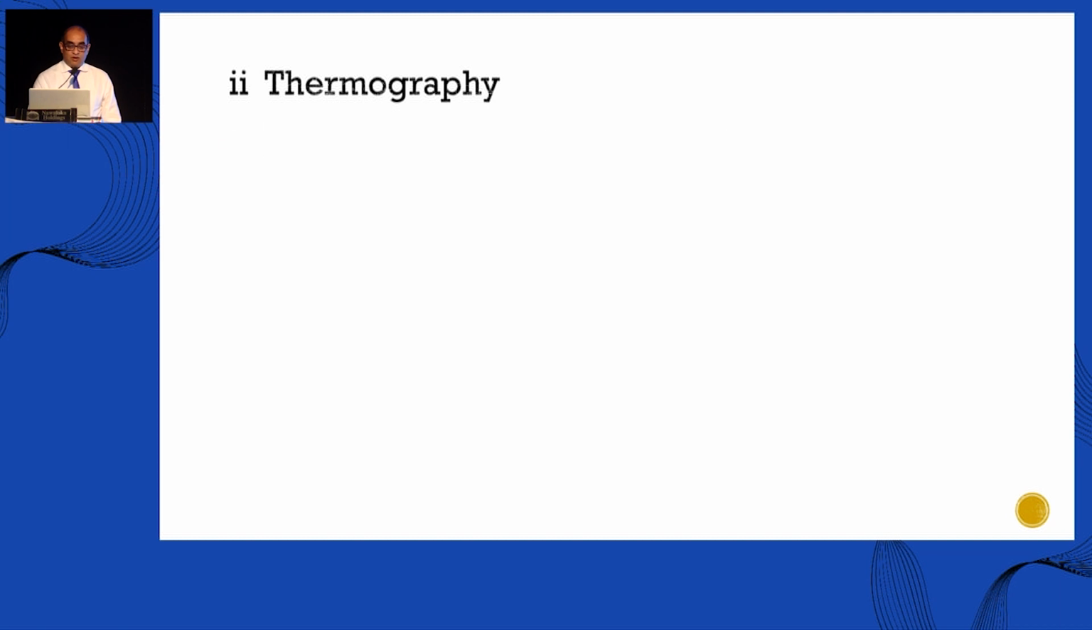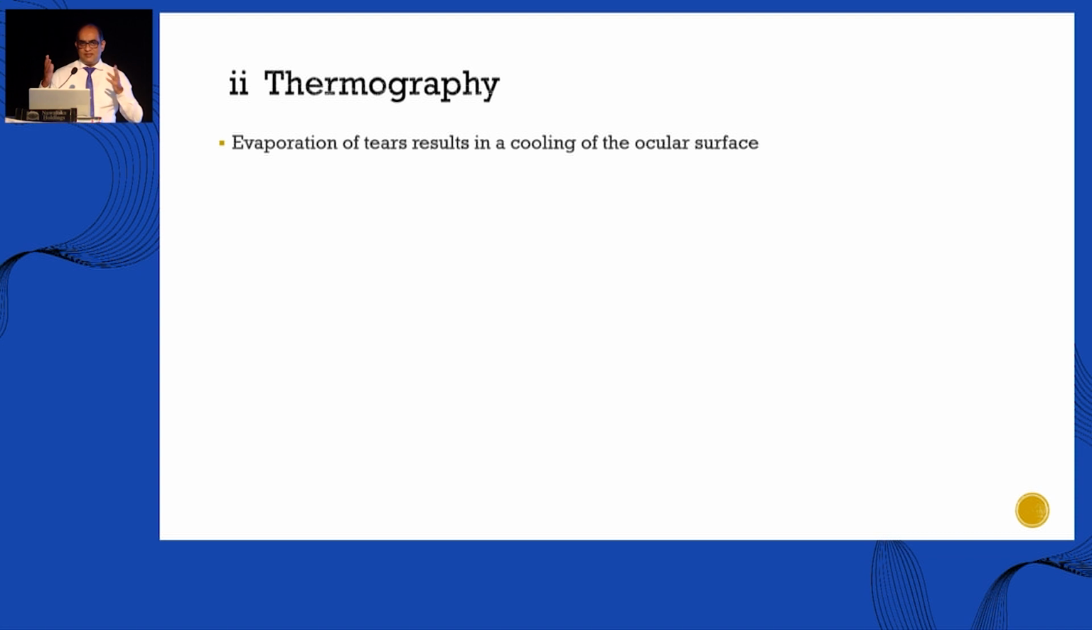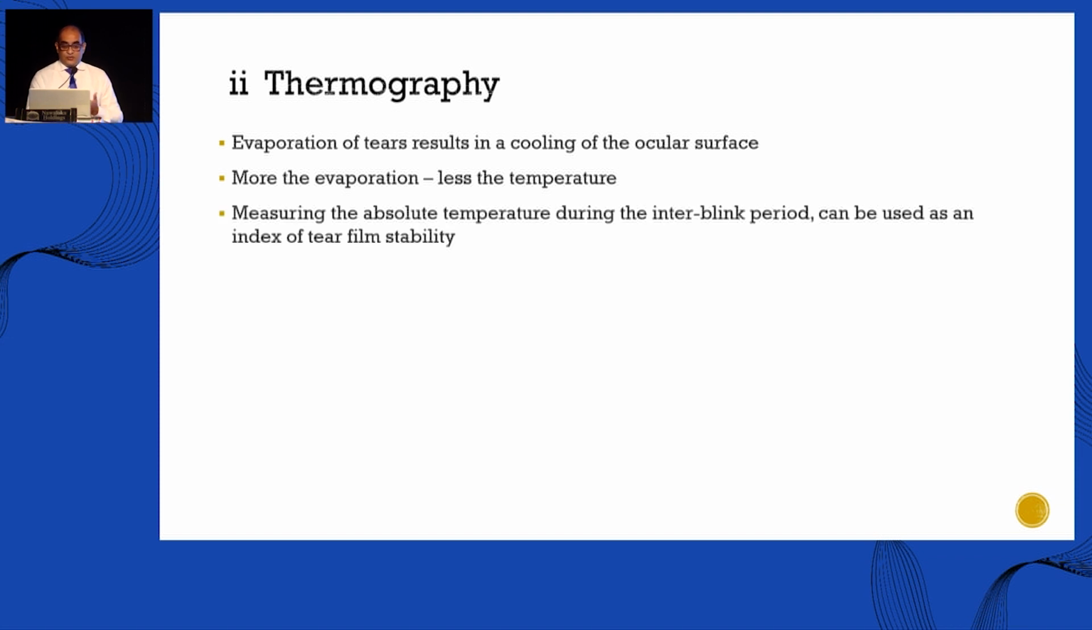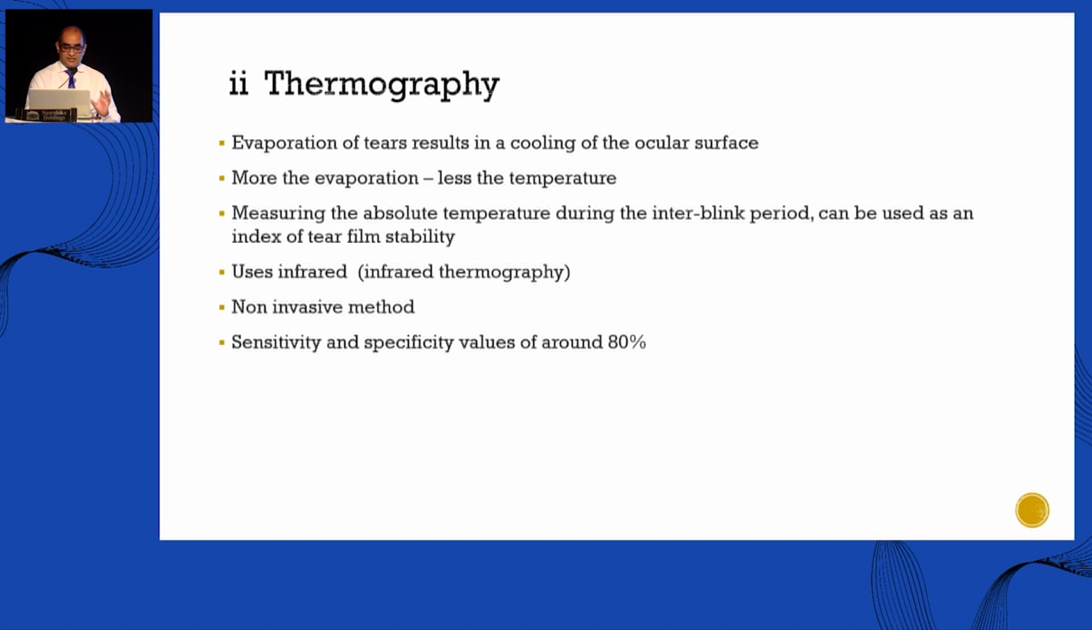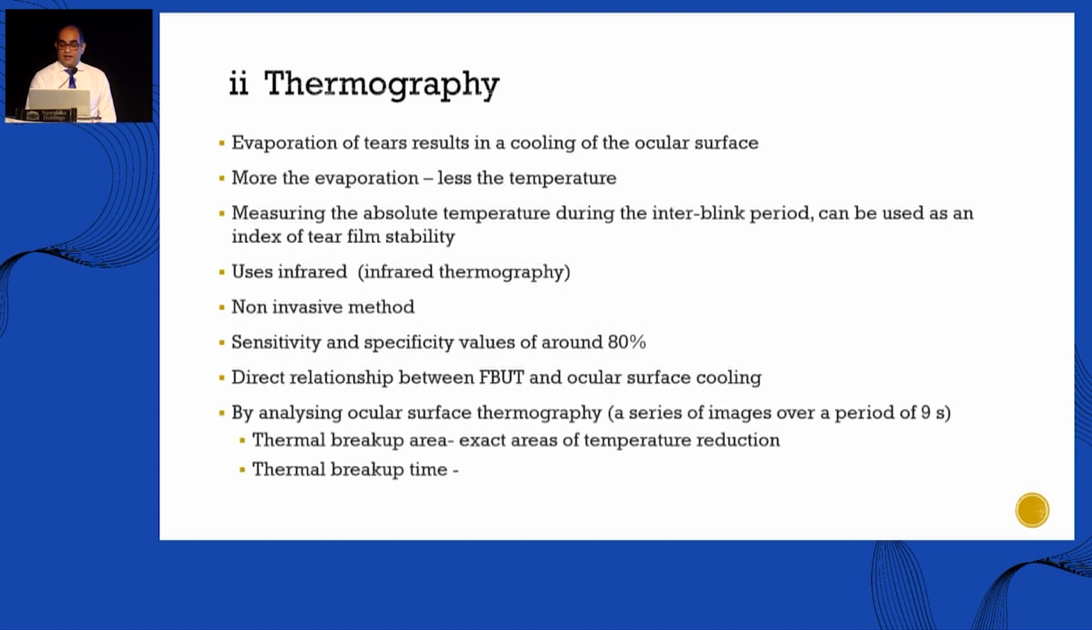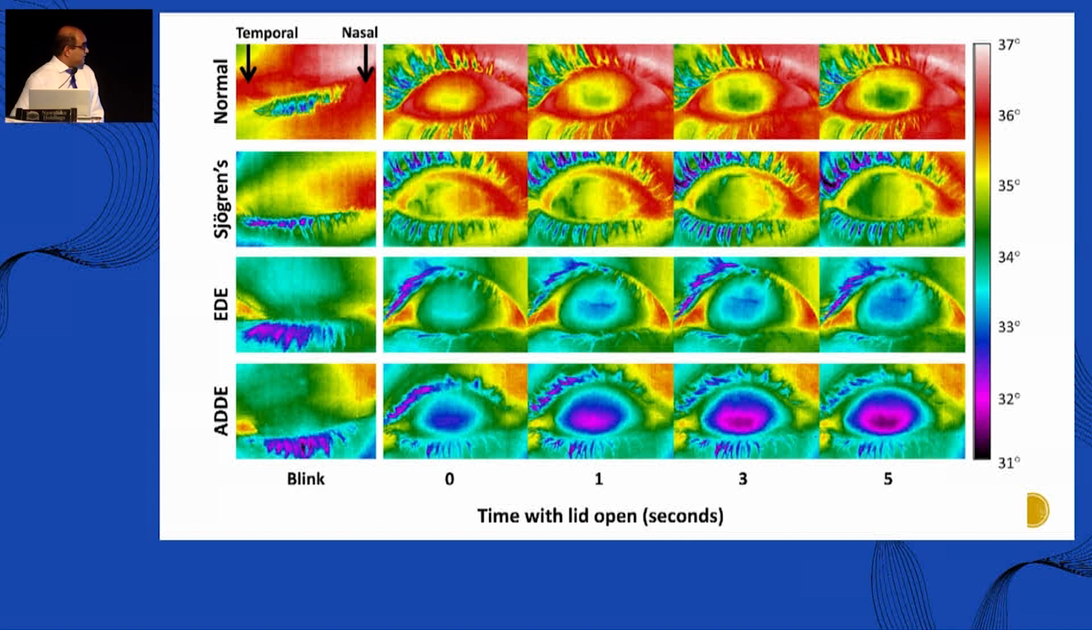And there is thermography as well, where once the tears start evaporating, the eye cools down. That's the theory behind it. More evaporation, less the temperature. So this principle is used by infrared thermography. It is a non-invasive method. Its specificity and sensitivity are high, around 80%. And there's a direct relationship between the fluorescent tear breakup time and the thermography. And this is a picture of the thermography.